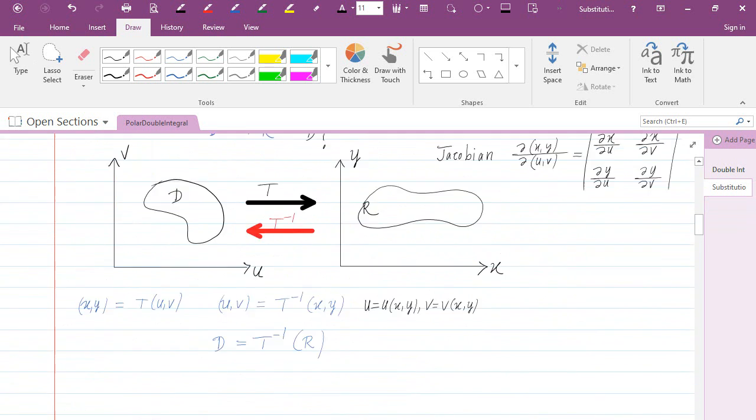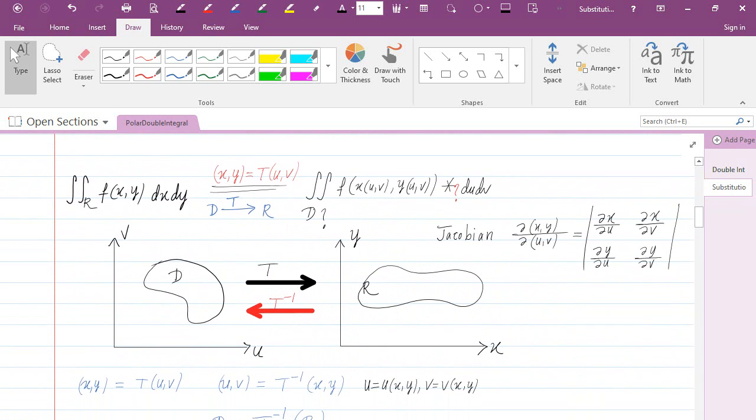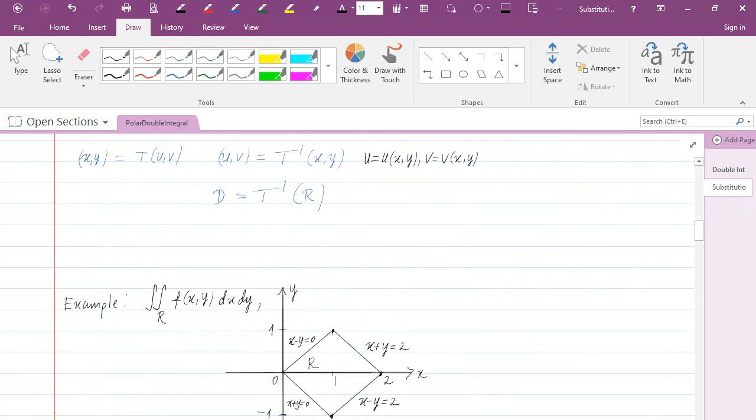Okay, so in the previous video, I said that the extra factor here would be given by this Jacobian, but actually it's the absolute value of the Jacobian.